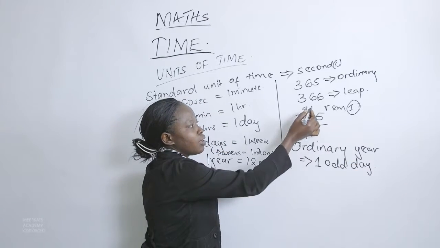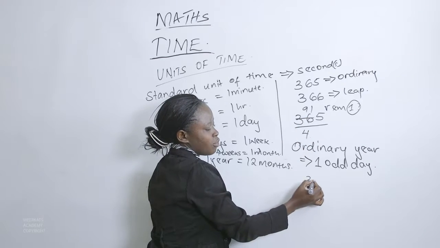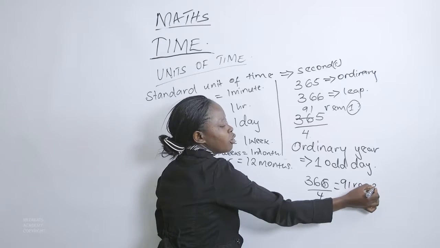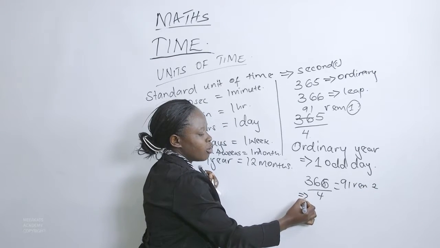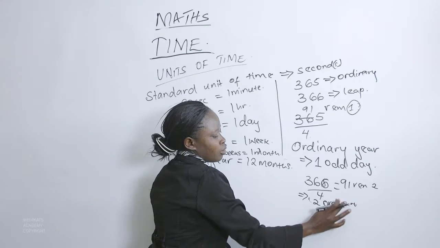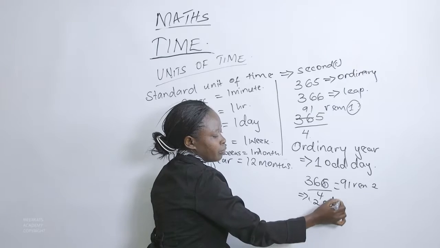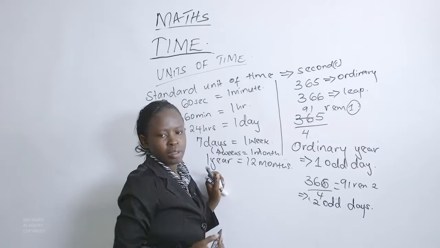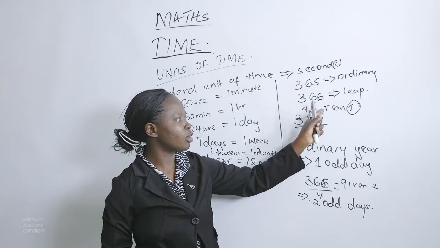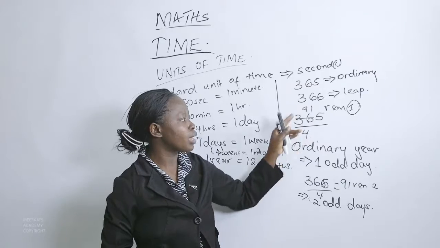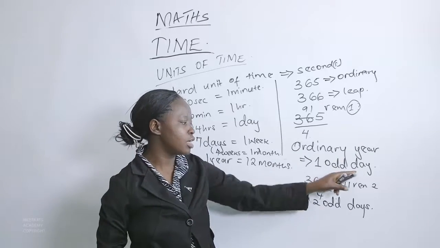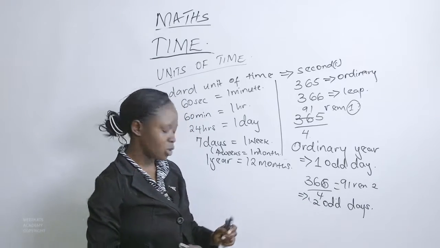But in a leap year, if I divide 366 by 4, we will get 91 and a remainder of 2. So meaning in a leap year, we have 2 odd days. So we discover that we have what is known as an odd day, such that this does not make up a complete week. We have something that is remaining to complete our given 4 weeks. So whatever is remaining is what is known as an odd day. So in an ordinary year, we have 1 odd day. In a leap year, we have 2 odd days.